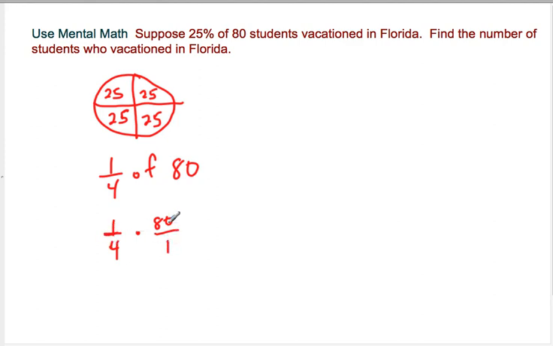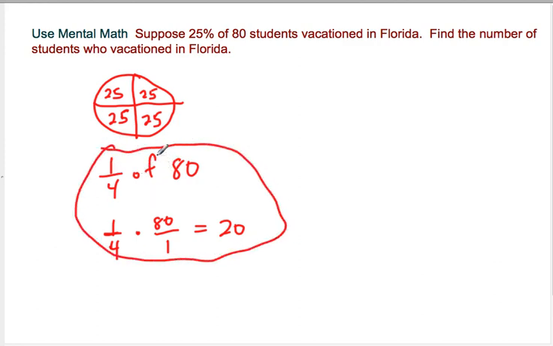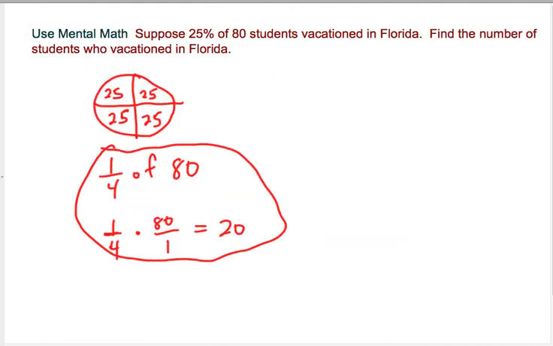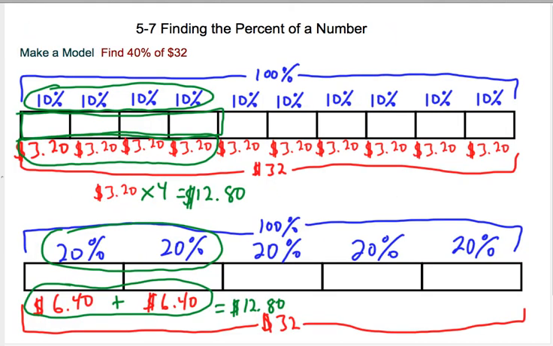And I mentioned before that the word "of" means multiplication. And so 80 divided by 4 is 20. So 20 students vacation in Florida. And it's called mental math because I would be doing this all in my head. I wouldn't actually write it down, but I have to write it down to show you what I'm thinking mentally. So you can use any of these techniques to find the percent of a number. Thanks for watching.